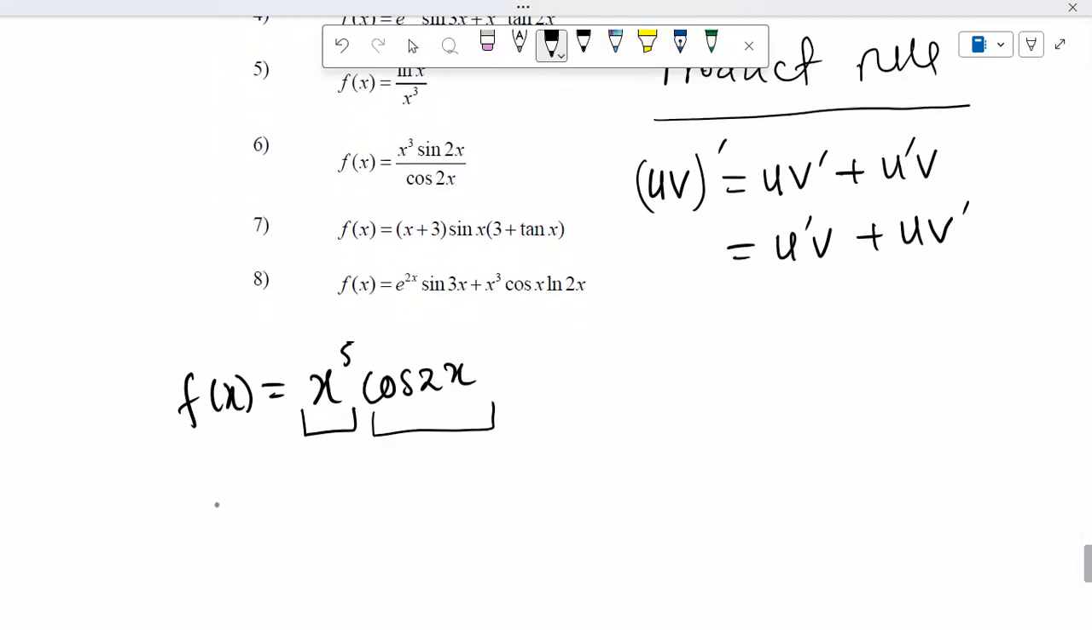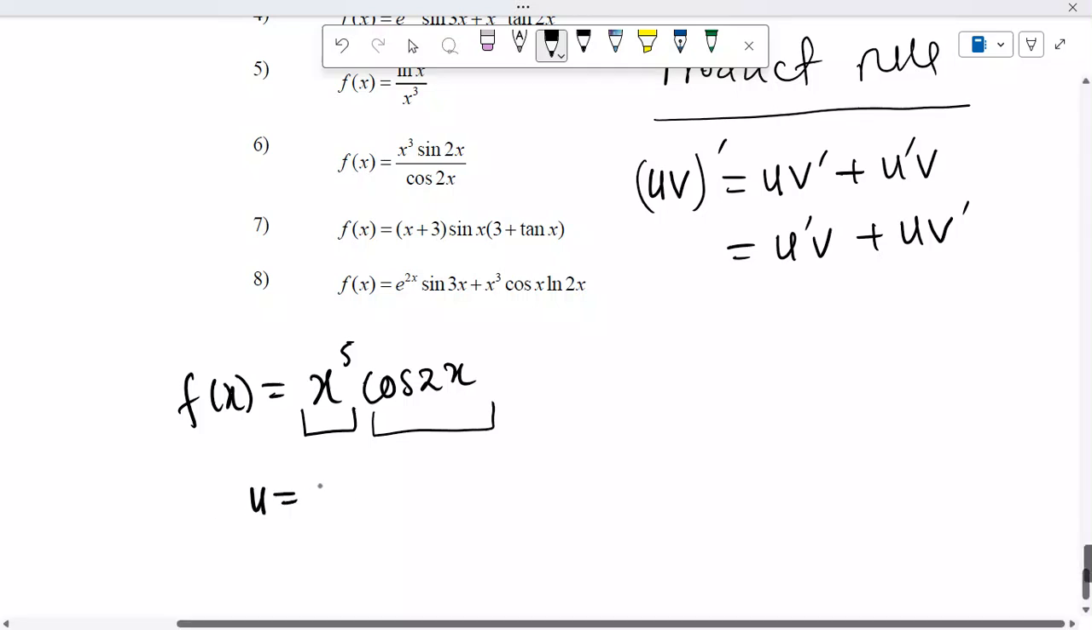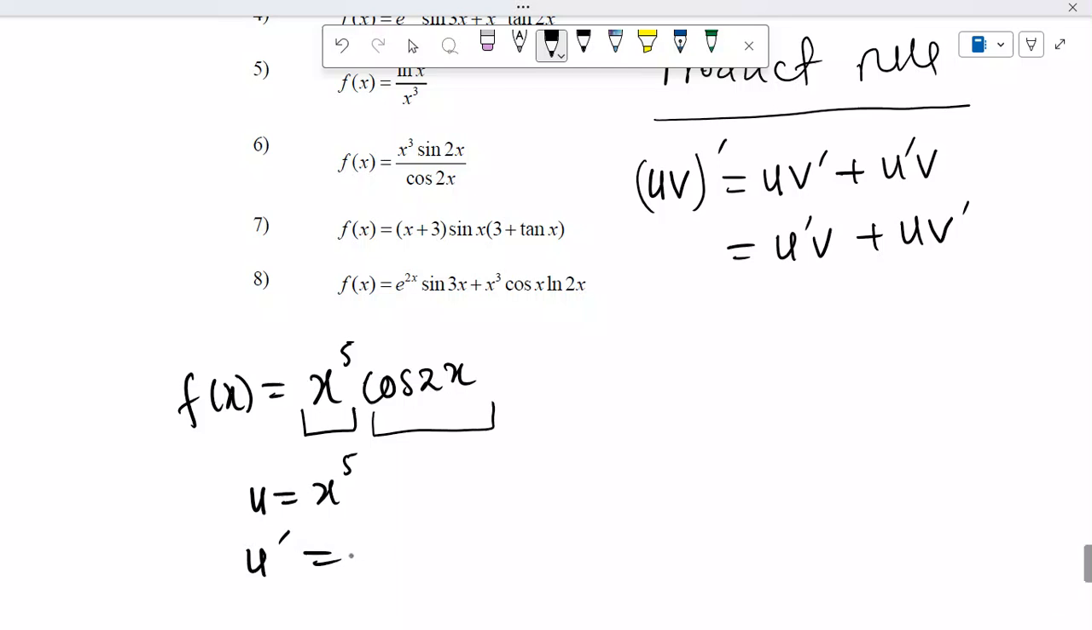You can pick any to be u, you can pick any to be v. So let's say u is x to the power 5. What is u prime? You are differentiating this function. Differentiating x to the power 5, those who remember from our previous video, you drop the 5, then you subtract the power by 1, so 5 minus 1. This will be 5x to the power 4. Then v will be this last part, cos 2x. Now you differentiate this function.